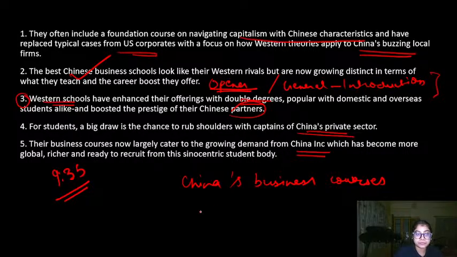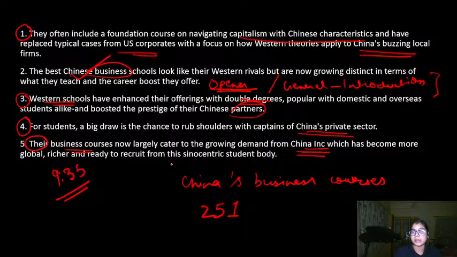Okay, so 2 will be an opener. Then 5, as you can see, their business courses, there being the Chinese business school courses, now largely cater to the growing demand of China Inc. Then they often include. Now, what these courses include should come after the courses are introduced, which is in fifth. So one should be the follow-up: they often include a foundation course on navigating capitalism with Chinese characteristics and have replaced. So one should be the follower, and then the concluder would be 4.